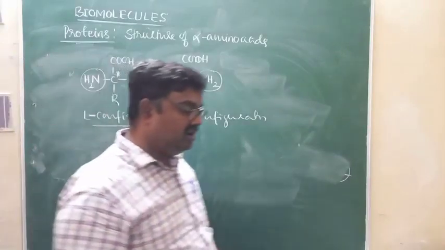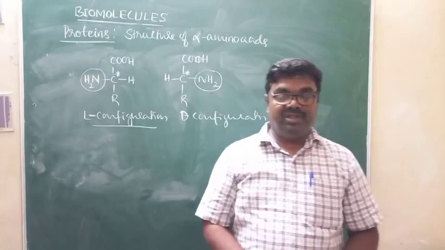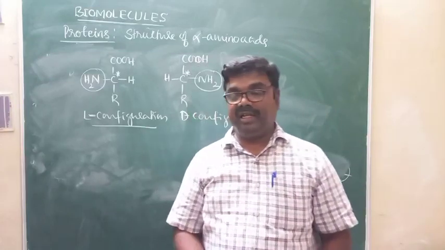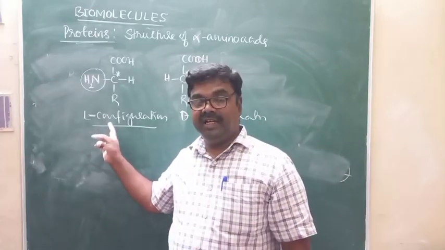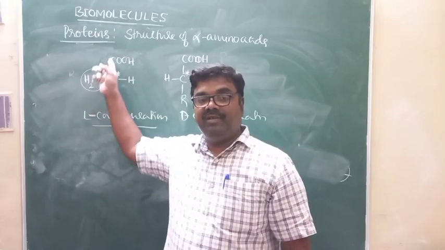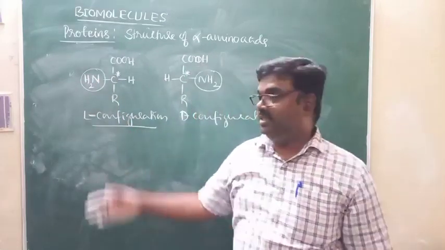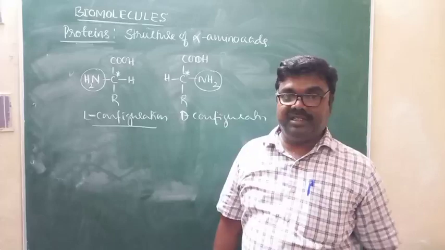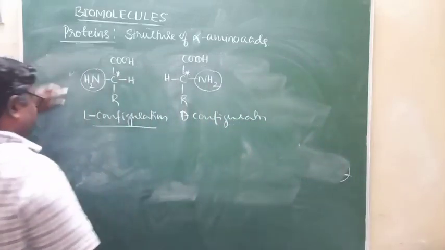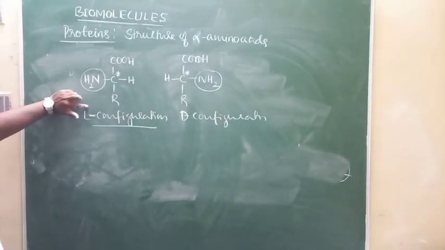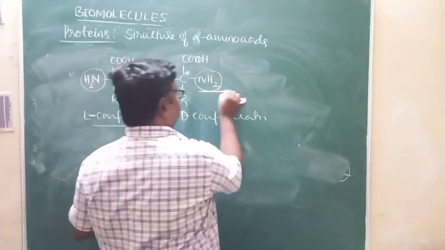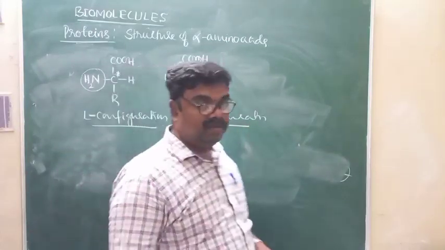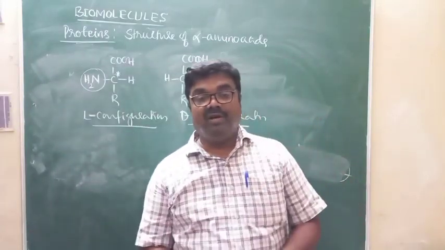And of course, most of the naturally occurring alpha amino acids have the L configuration. They contain the NH2 group on the left side of the asymmetric carbon atom. This is the Fischer structure of an alpha amino acid. Where the NH2 group is on the left side, it will be the L configuration. If the NH2 group is on the right side, it will be the D configuration. So this is something about alpha amino acids.